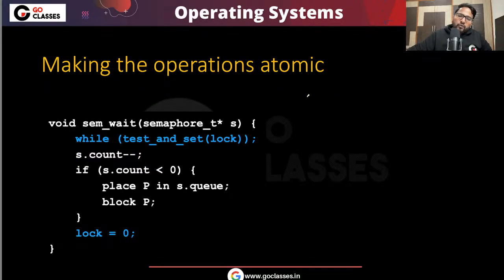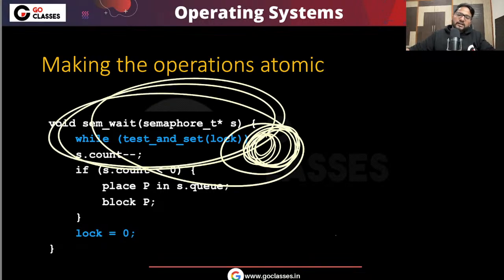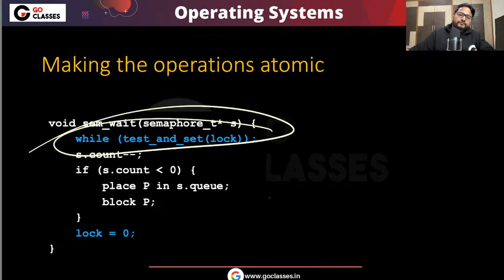Maybe you can say that okay, if you don't want multiple processes, maybe you can have test and set here. You can have block equal to 0 here. But do you remember what is the problem with the test and set? Because it is a spin, right? It will be waiting in the loop. It is a busy wait, right? It is waiting in this loop.